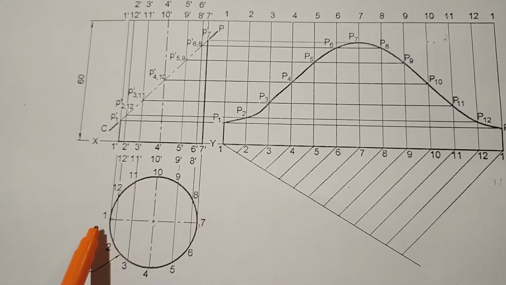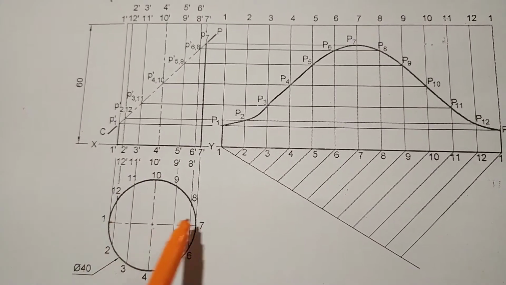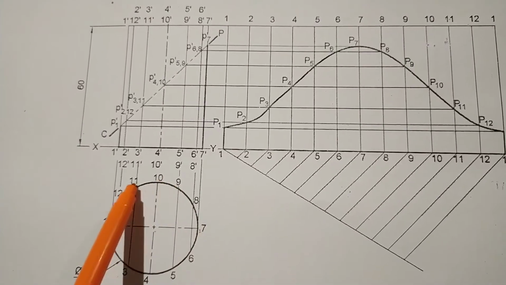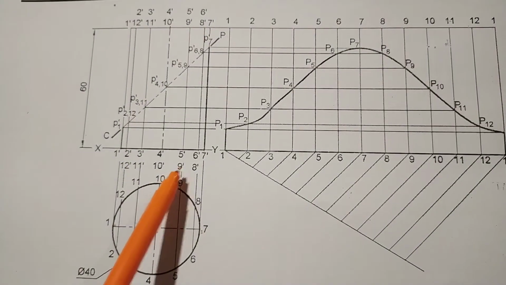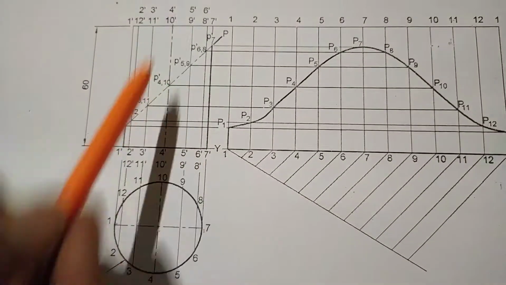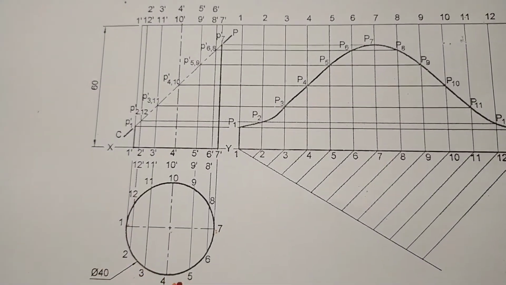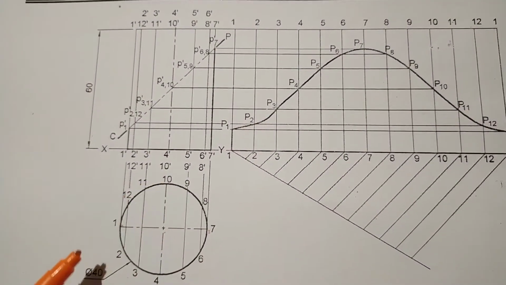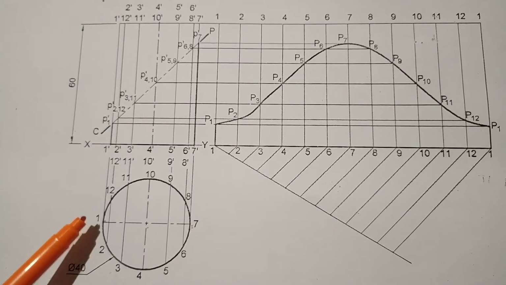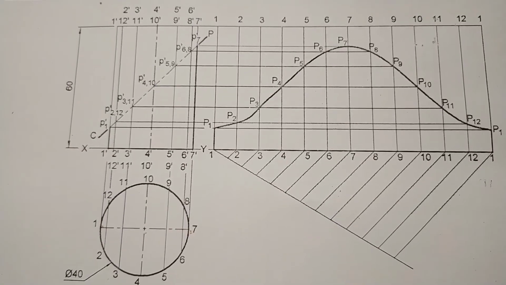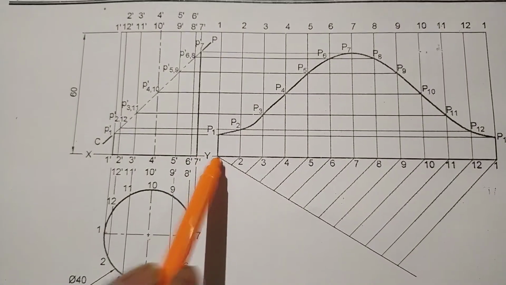The front face is 1, 2, 3, 4, 5, 6 and the back face is 7, 8, 9, 10, 11, 12. So this is point 7 to 7, the vertical generator. The front side generator is 6 to 6, exactly back side 8 to 8. This is 5 and 9, 4 and 10, 3 and 11, 2 and 12, and 1 and 1. After drawing the front view, at a distance of 10 mm mark a point 1.